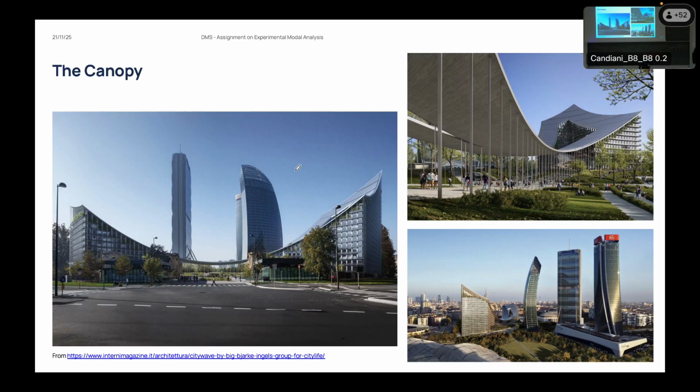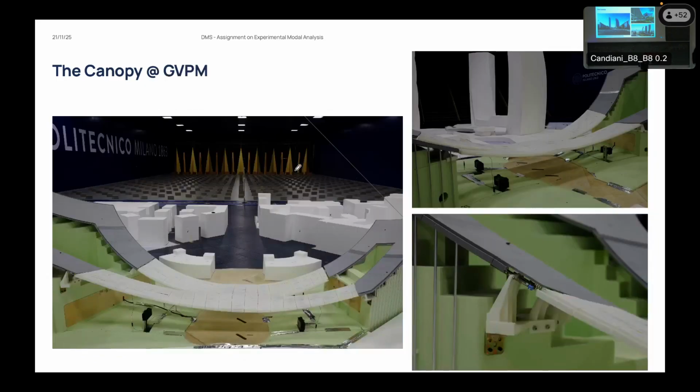the City Life district. And what we have done is to study the effect of winds on that structure by building a so-called elastic model. I don't know if you have ever been to the wind tunnel. Have you ever been to our wind tunnel? Yeah, all of you?